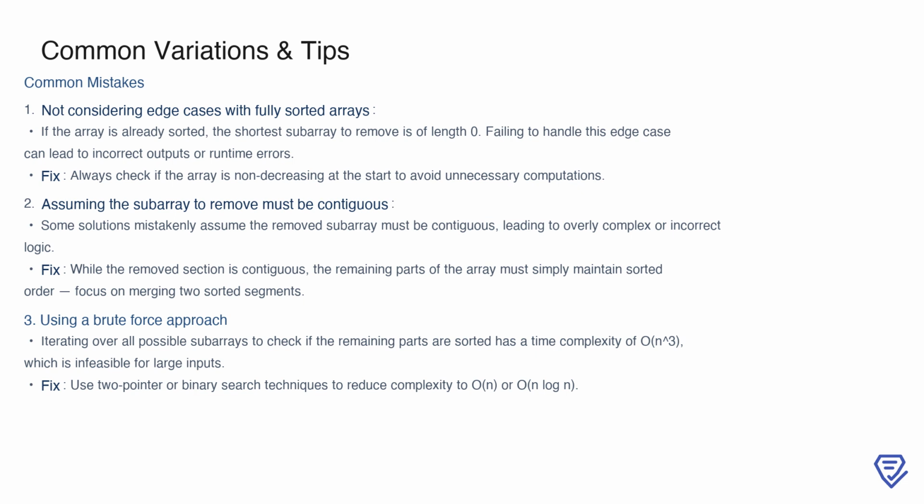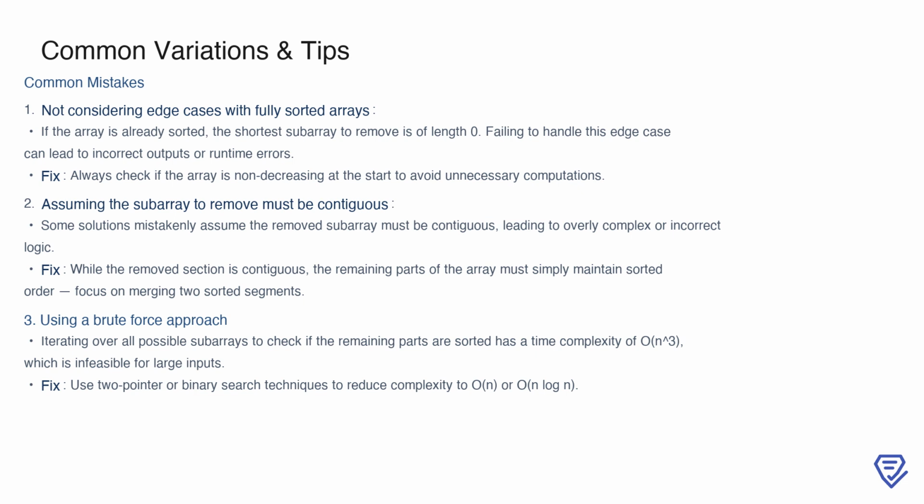Failing to check for this upfront might result in incorrect outputs or even runtime errors. The solution is to always verify if the array is non-decreasing at the start to save unnecessary computations. Another mistake is assuming the subarray to remove must be contiguous. While the removed section itself is contiguous, the two remaining parts of the array only need to merge into a sorted sequence. This misunderstanding can lead to overly complex or incorrect logic.